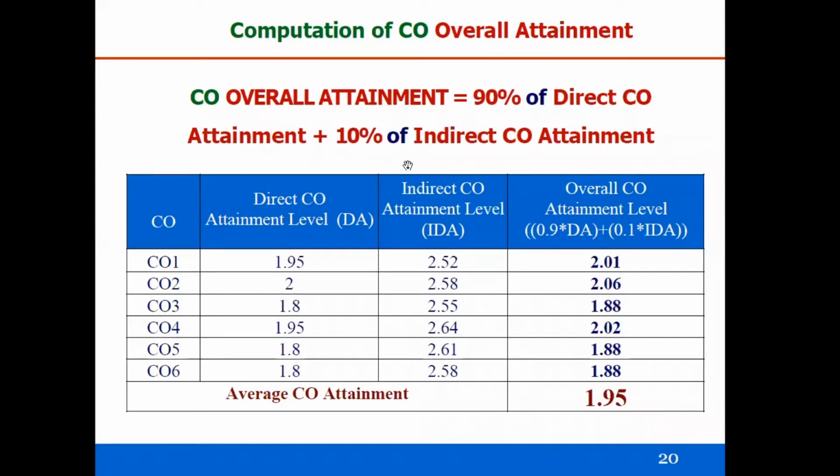So whatever the course we considered, CS404E, that particular course's overall CO attainment is obtained by taking the average of the individual CO overall attainments, 2.01 plus 2.06 and so on, whole divided by the total number of COs, which is 6. So you will get 1.95. This is the overall CO attainment value. With this value, later we can compute the PO and PSO attainment of this particular course.